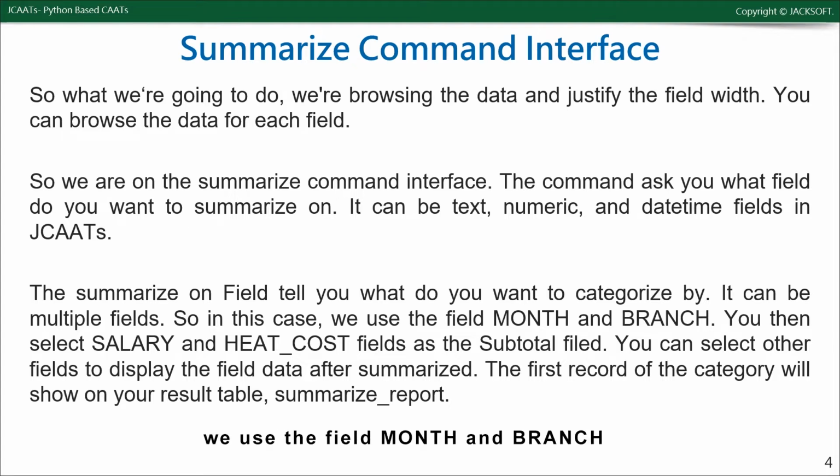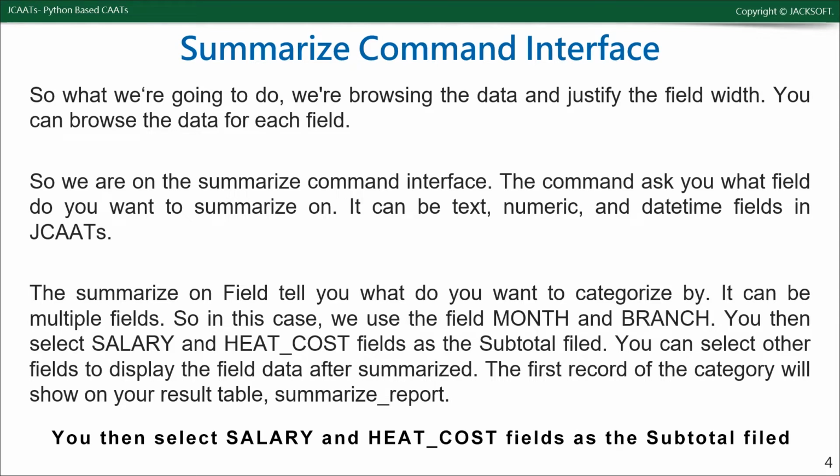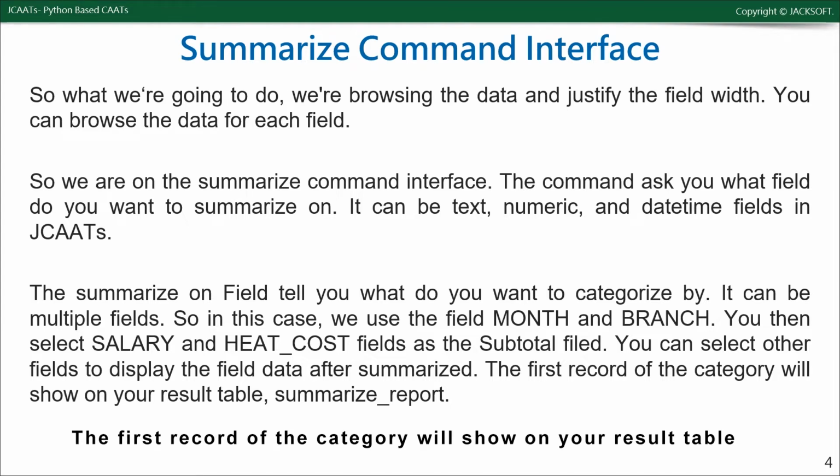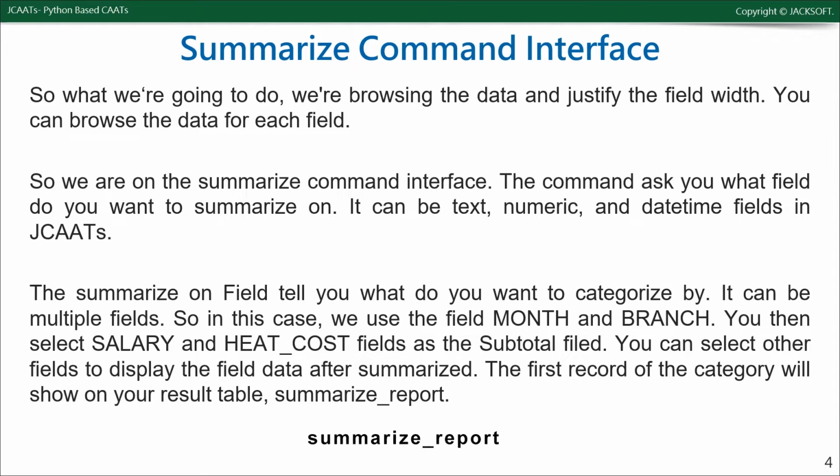So in this case, we use the fields month and branch. You then select salary and heat_cost fields as the subtotal fields. You can select other fields to display the field data after summarize. The first record of the category will show on your result table, summarize_report.